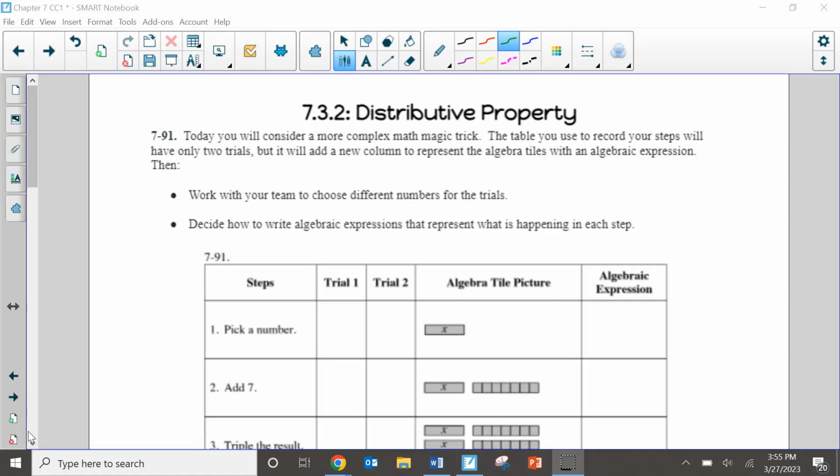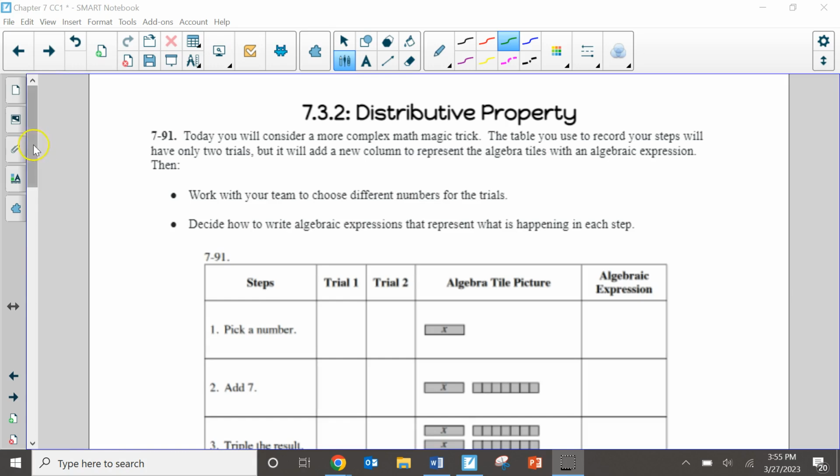All right, so we are going to be doing 732, and today we are going to be using the distributive property. So it says, today you will consider a more complex magic trick. The table you use to record your steps will have only 2 trials, but it will add a new column to represent the algebra tiles with an algebraic expression.